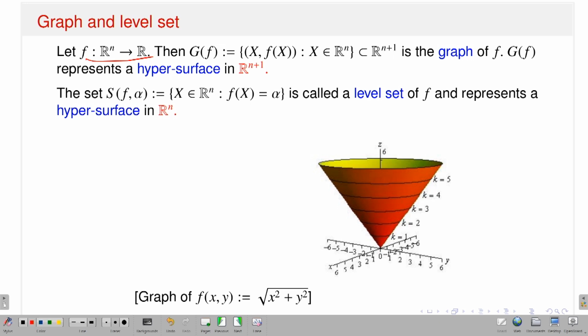So, if f is a function from Rn to R, then the graph of f is a subset of Rn plus 1.